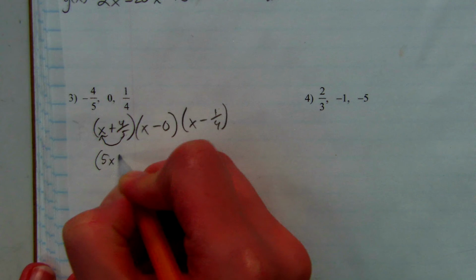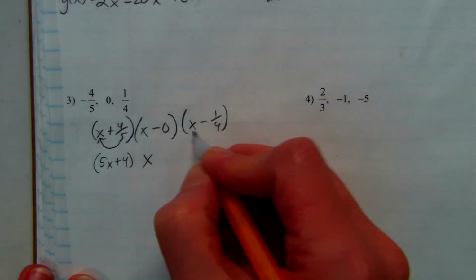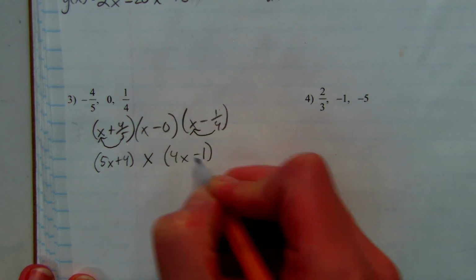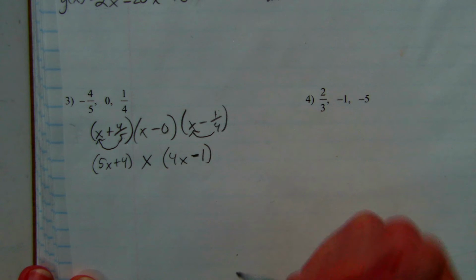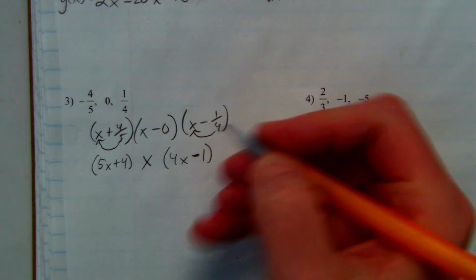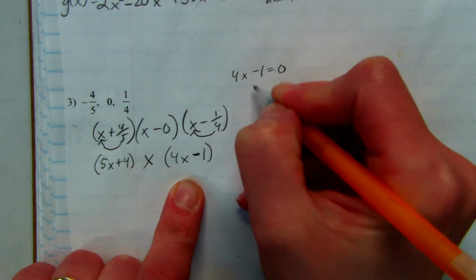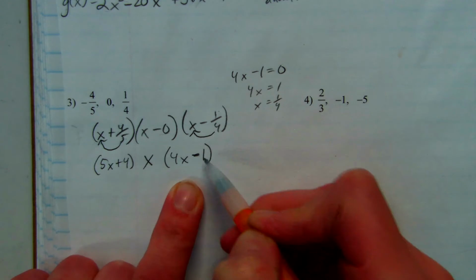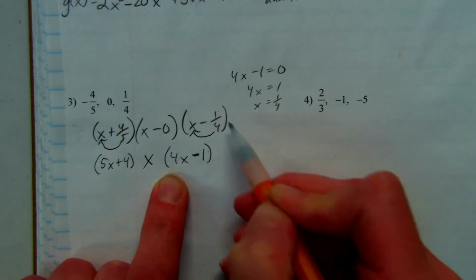We're going to make this 5x plus 4. This is just going to be x. And then we're going to bottoms up this fraction and make it 4x minus 1, which we talked about when we were doing factoring. How are you allowed to do that? Doesn't that change everything? No. It's math. So if I were to set 4x minus 1 equals 0 and solve it, you add 1, so you get 4x equals 1, divide by 4, you get 1/4. So what you're doing is changing it into a form that's a polynomial that doesn't have fractions.